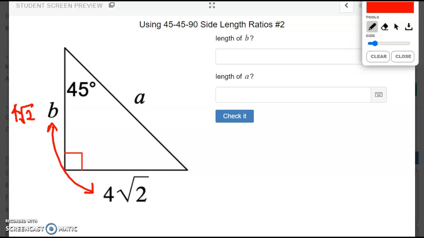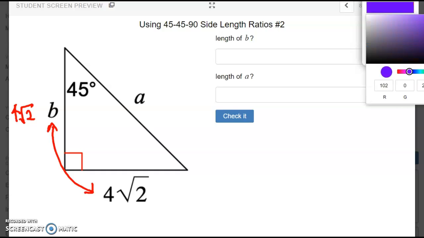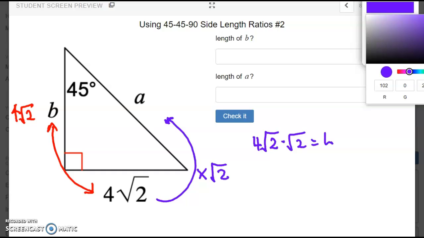Okay, and we also know that to go from the leg to the hypotenuse, you need to multiply by square root of 2. So that means 4 root 2 multiplied by square root of 2. 4 root 2 multiplied by square root of 2 is going to be 4 times square root of 4, which is the same as 2. So that's going to be 8. So A is going to be 8. And the length of B, we said, was 4 root 2.